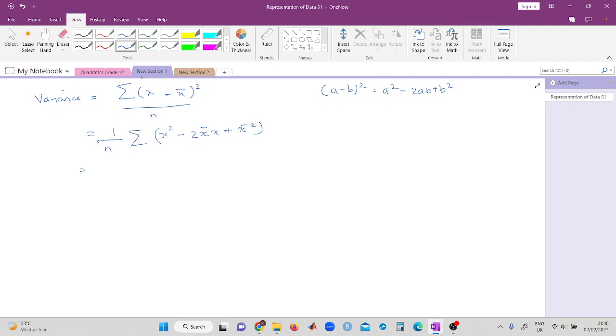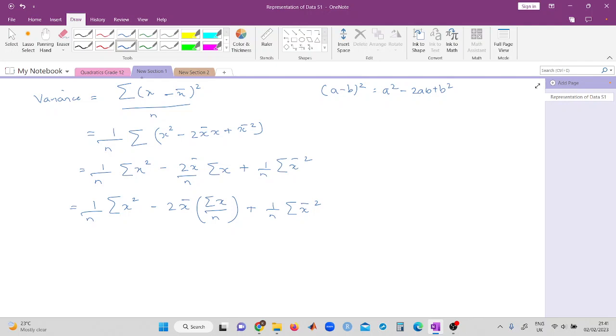Now, I will break up the n. 1 over n summation of x square minus 2 x bar, here we put outside, over n summation of x, plus 1 over n summation of x bar square. Now, this stays the same. Now, here we break it: minus 2x bar summation of x over n, plus 1 over n summation of x bar square.